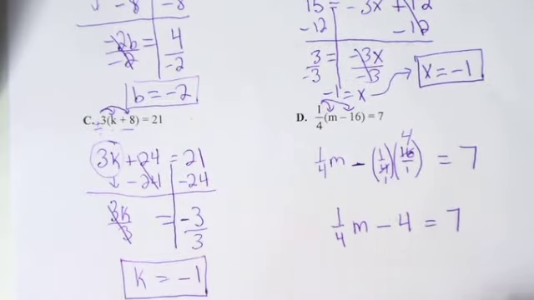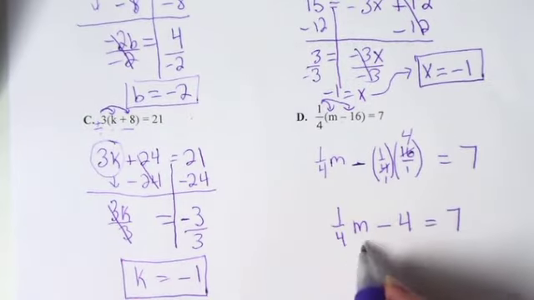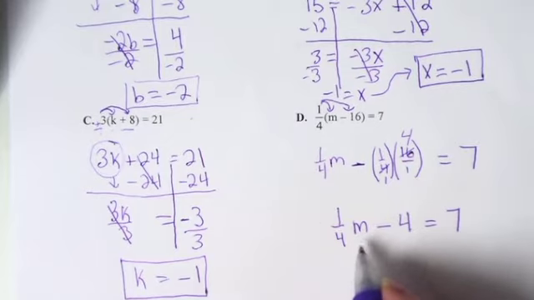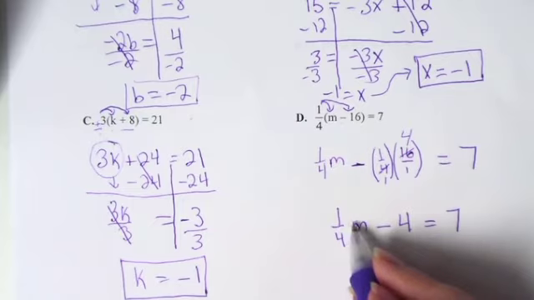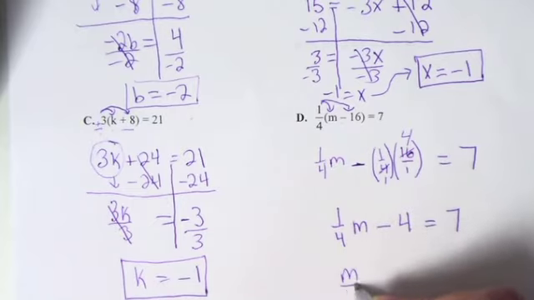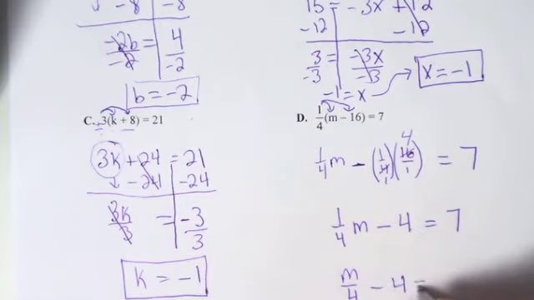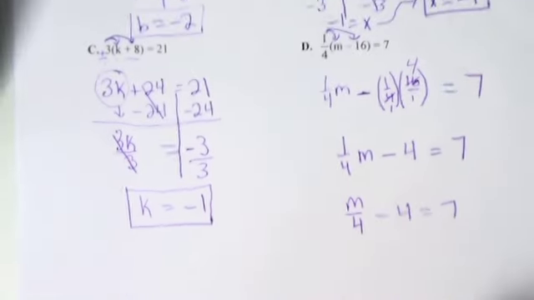All right, so now we're down to a regular two-step equation. The only difference is now our coefficient here on the m is a fraction, and that's okay because we dealt with those yesterday. Okay, this is the same thing as saying m over 4. We could rewrite this equation and say m over 4 minus 4 equals 7. And this looks just like what we did yesterday.